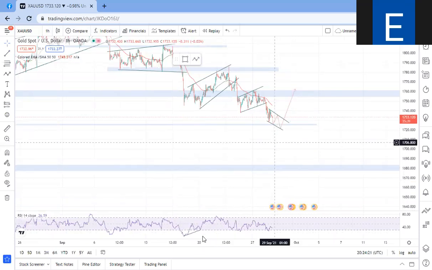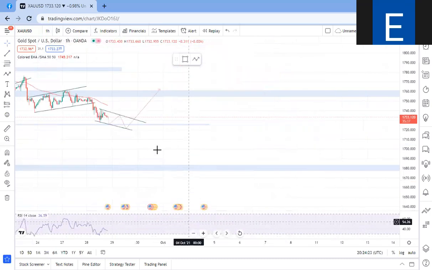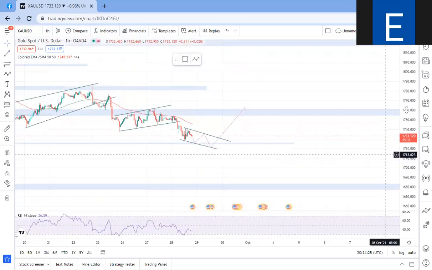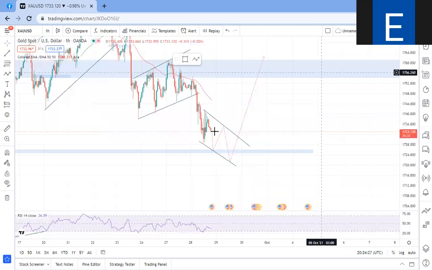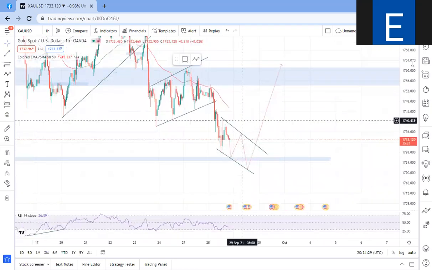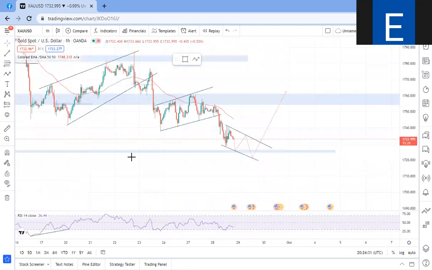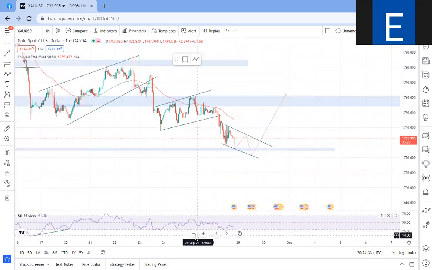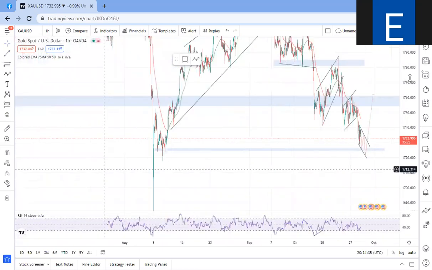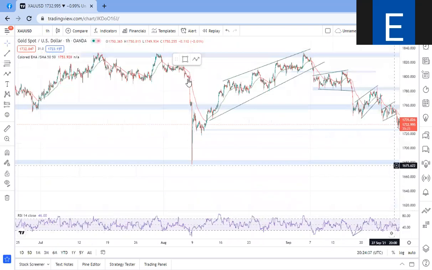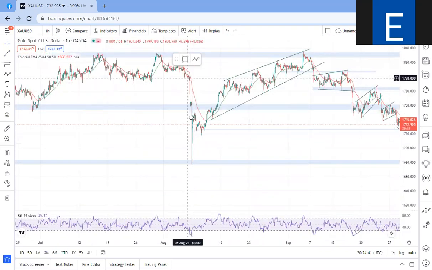So for buys, technically, this is what I would expect price to do if I'm going to go long on gold for now, because as you can see here, price struggled a little bit. This big move you can see here was on NFP. You know NFP, right?